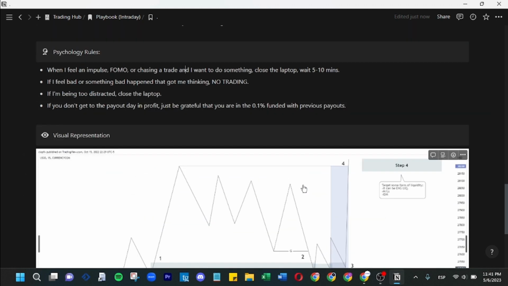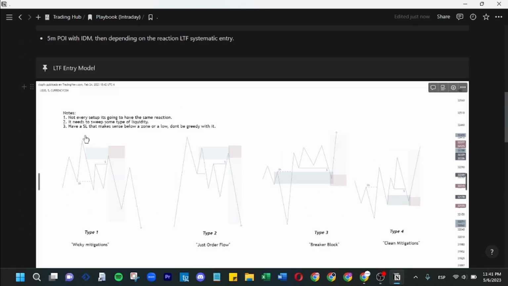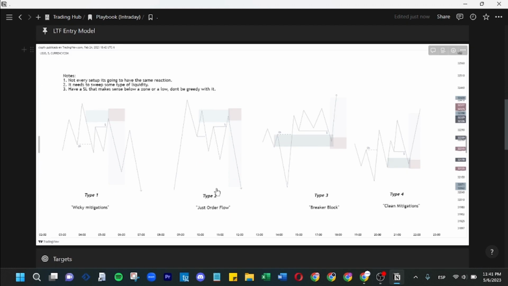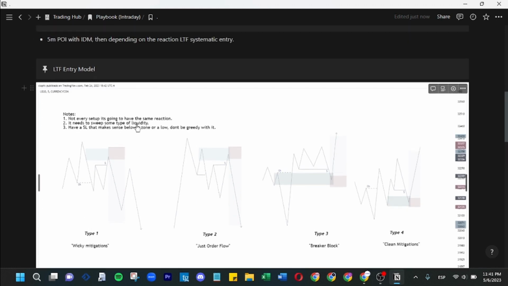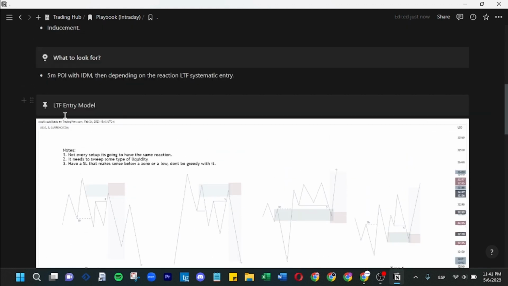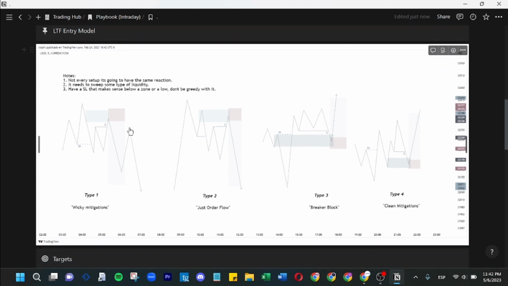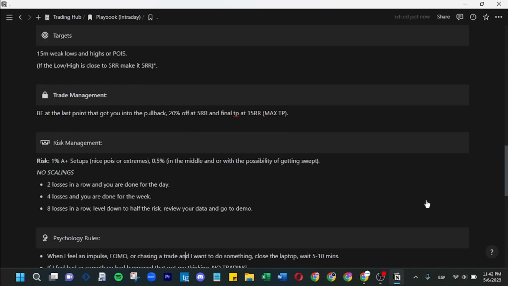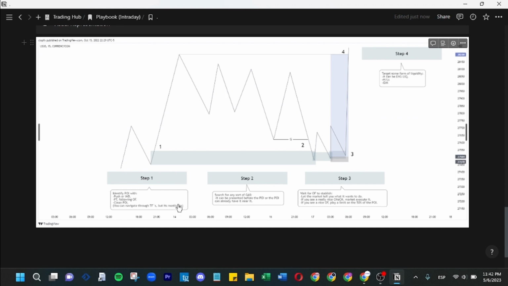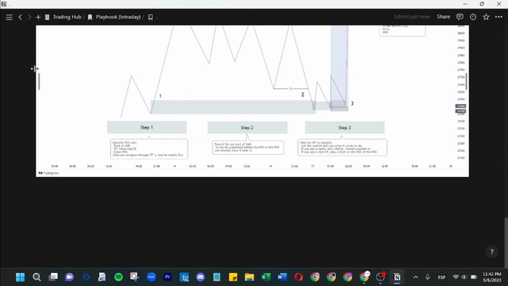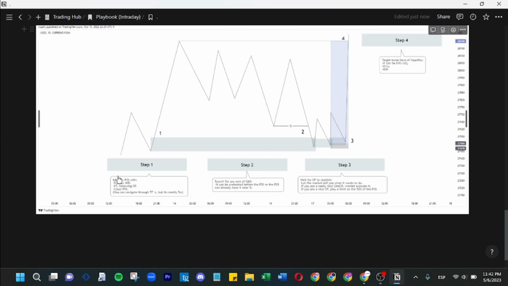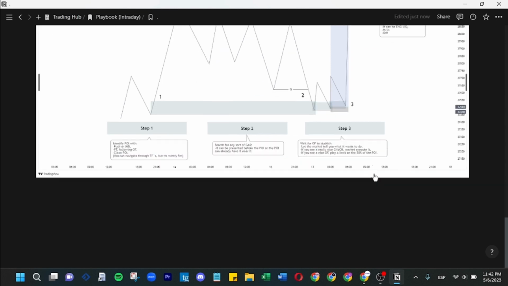And visual representation. I'm really into having visual representations. I think I didn't explain this, but overall, for the lower time frame model, I usually advise people to make it something really visual. Also in here you have a step by step, right? So after that, in the visual representation you have step one, step two, and step three.